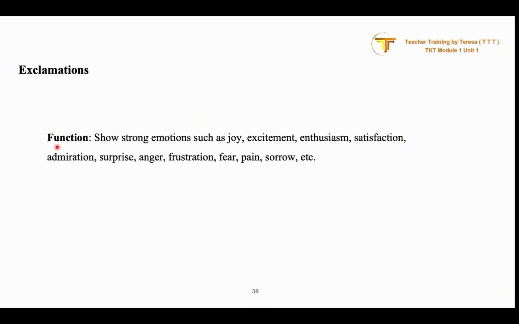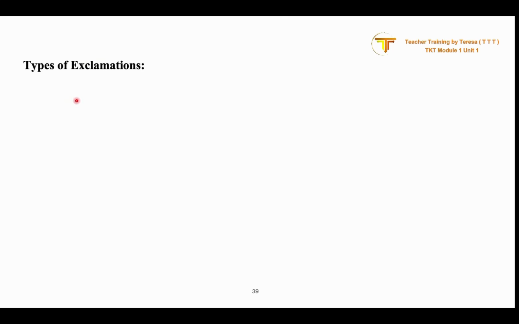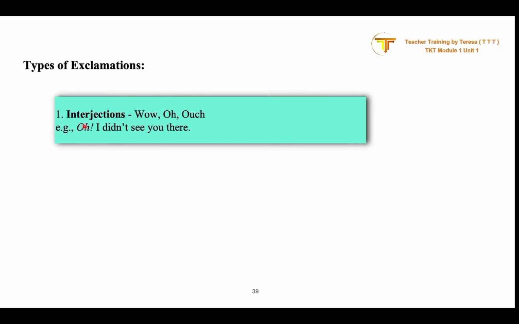Exclamations. Function: show strong emotions such as joy, excitement, enthusiasm, satisfaction, admiration, surprise, anger, frustration, fear, pain, sorrow, etc. Types of exclamations. 1. Interjections. Wow, oh, ouch.